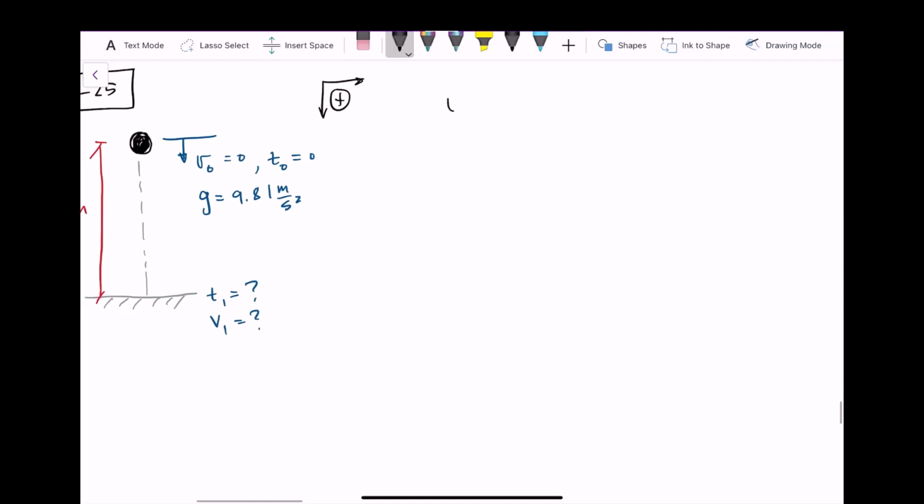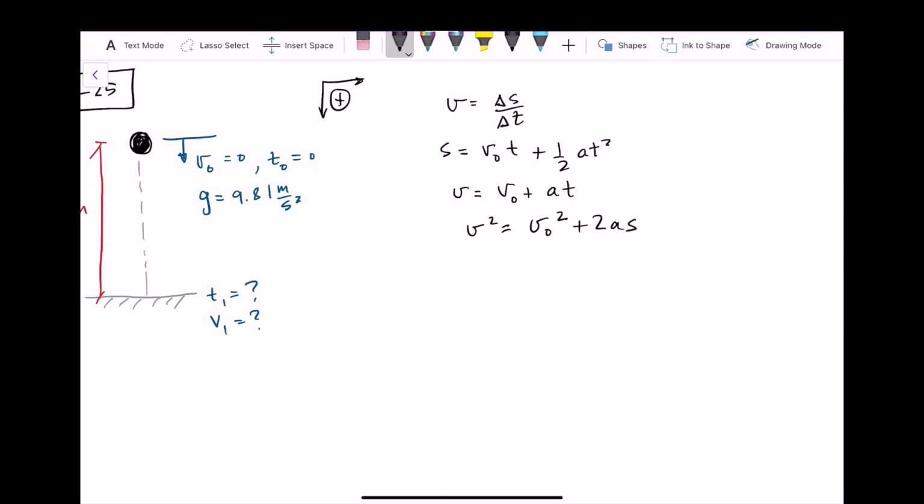Okay, first of all, for velocity, I know that velocity is delta S over delta T. I also know through the three equations of motion that S is equal to V0 T plus 1/2 AT squared. And V is equal to V0 plus AT. And V squared is equal to V0 squared plus 2AS. These are the three equations of rectilinear motion.